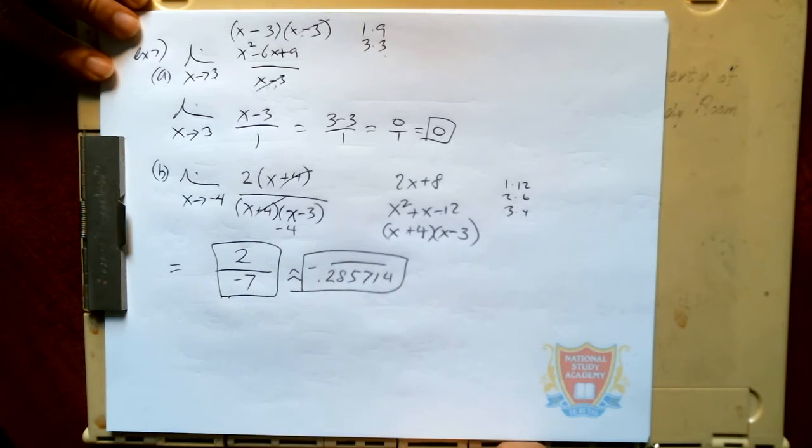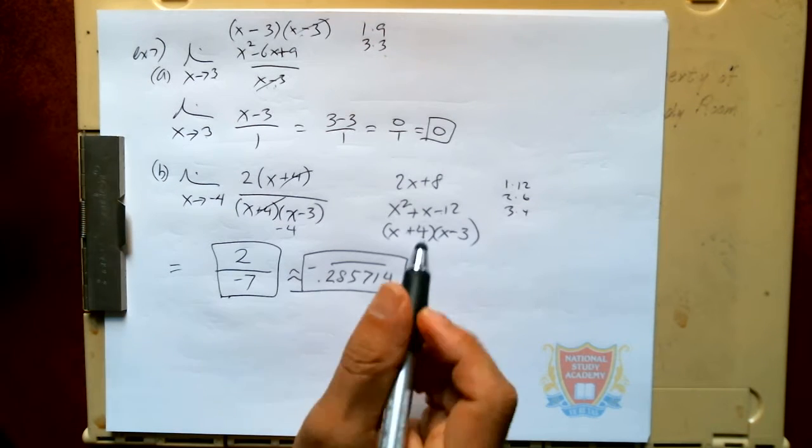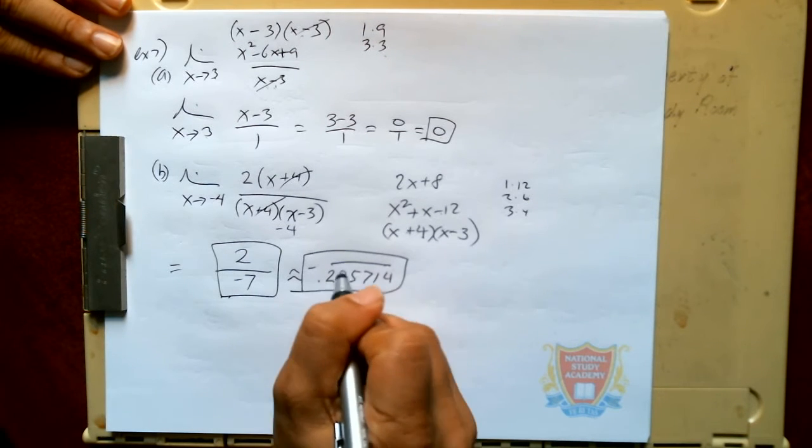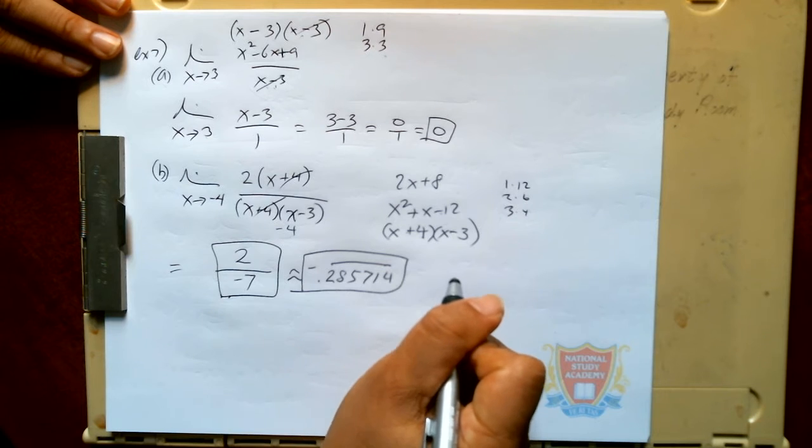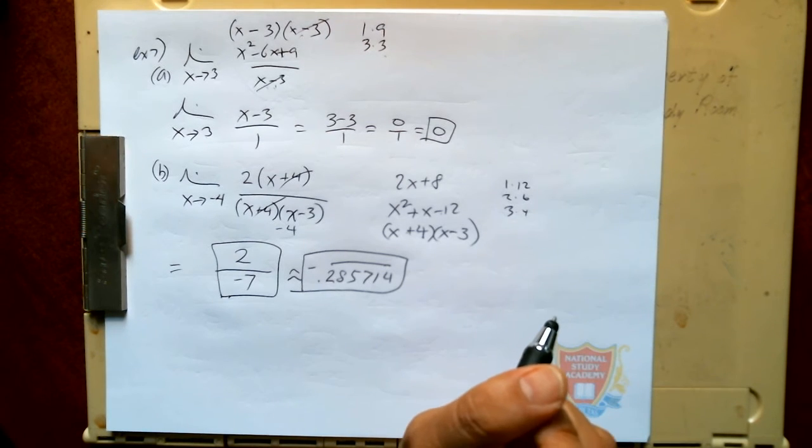I know my sevenths pretty well. And it's got a repeating bar right there. It goes 0.285714, 285714, 2857, and so on.